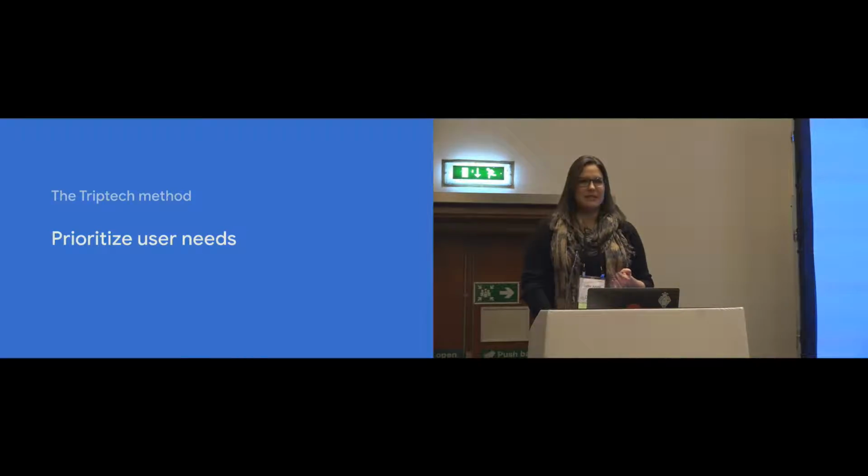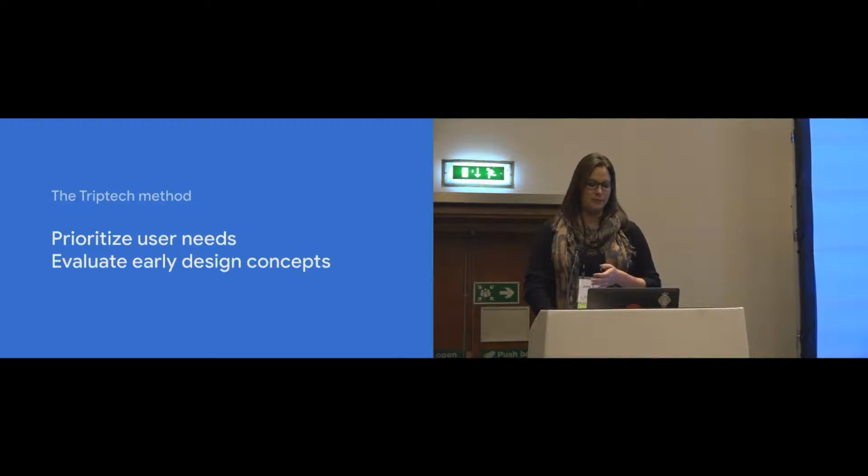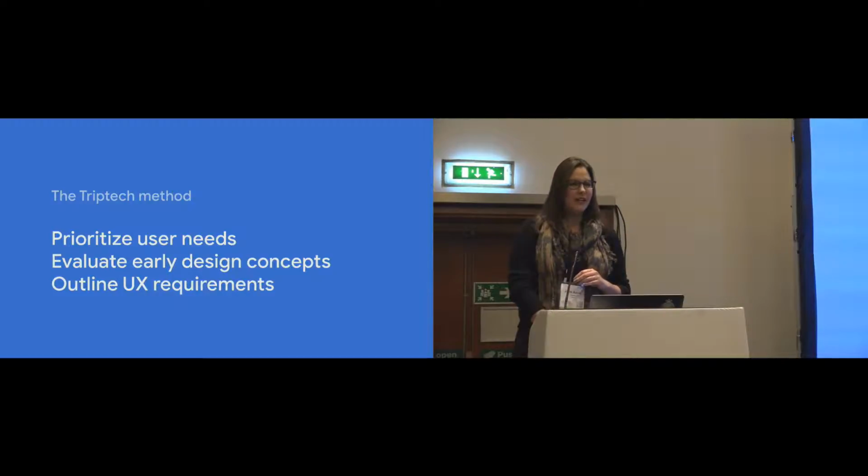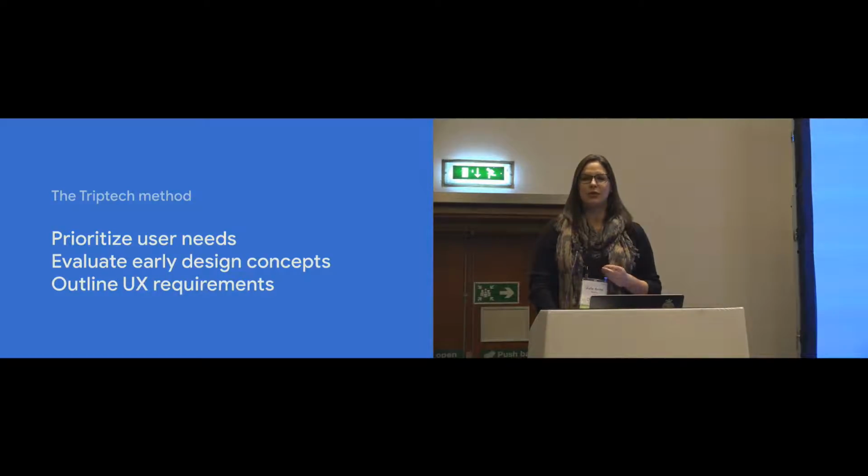So the Triptech method exists so that you're able to prioritize user needs. Like I said, sometimes we get tech that comes first and we go looking for a way to apply that technology. Well, with this method, what we do is we formulate needs, or at least we hypothesize needs, and we evaluate them on their own. Then we also go on to evaluate the design concepts that would address the needs. And finally, the method can help outline some early UX requirements. What are things that we want to make sure that we explore along the way, or that we're going to consider if this is an idea that we take a few steps down into the product development process?